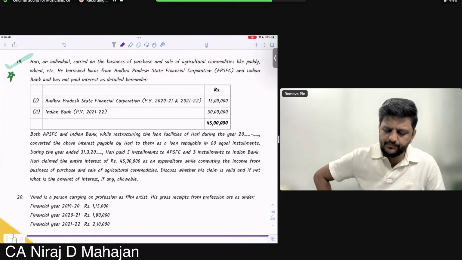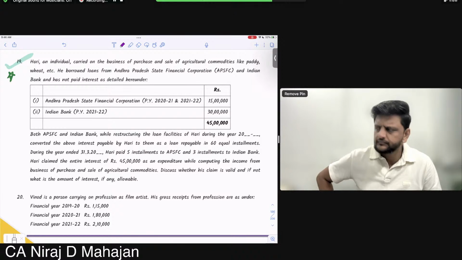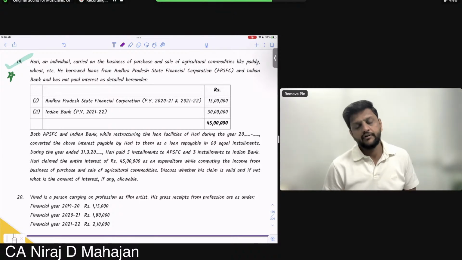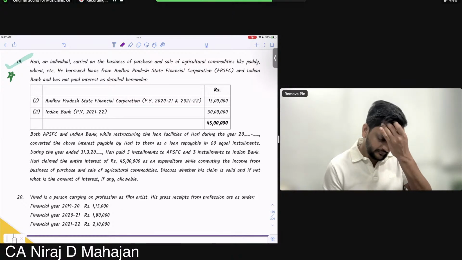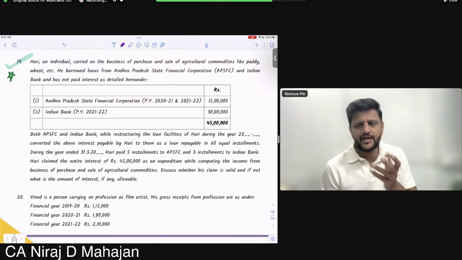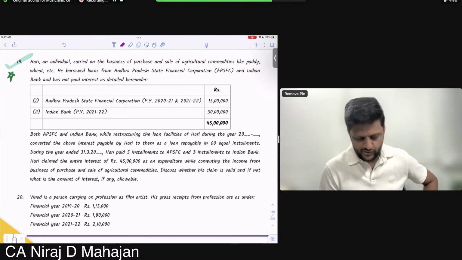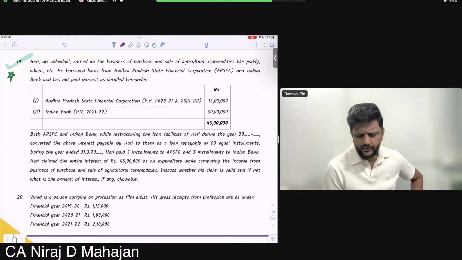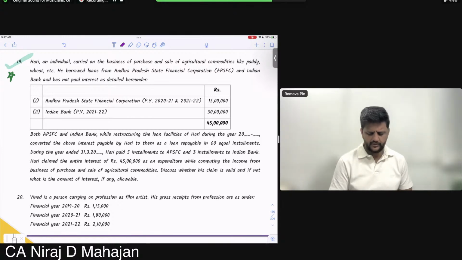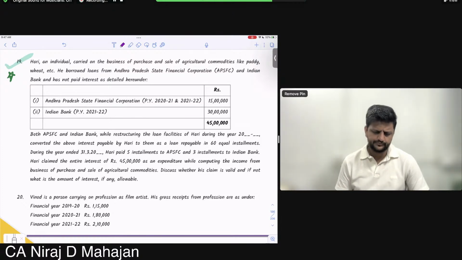Hari, an individual, carried on the business of purchase and sale of agricultural commodities like paddy, wheat, etc. He borrowed loans from Andhra Pradesh State Financial Corporation, a state government financial corporation, and also from Indian Bank, a nationalized bank, a public financial institution, and has not paid interest as given here: Andhra Pradesh 2 years 15 lakhs, and Indian Bank 30 lakhs. So these amounts are pending.